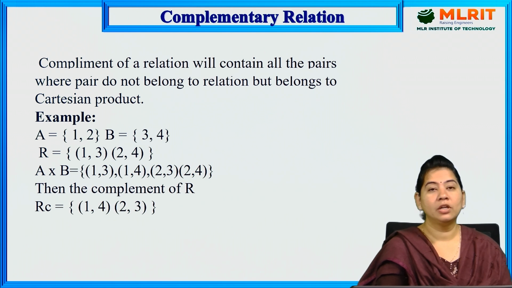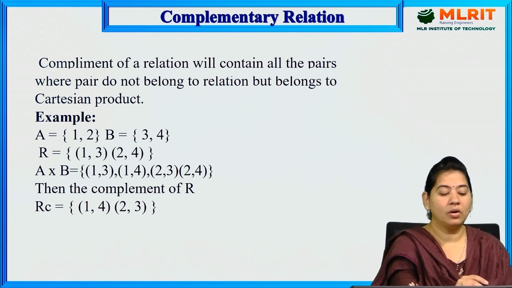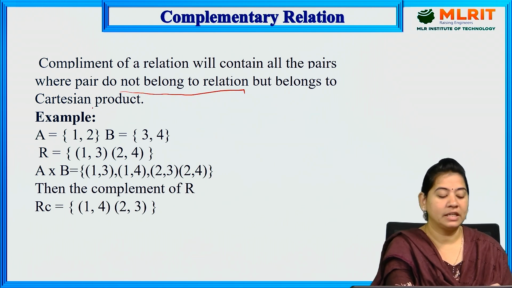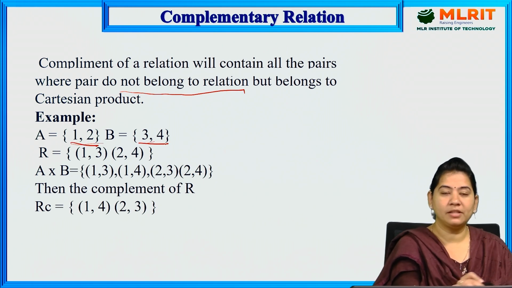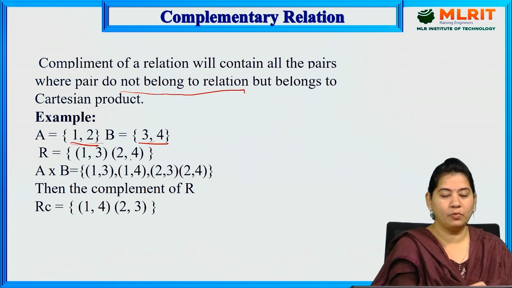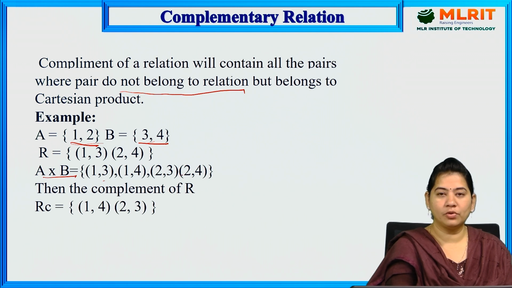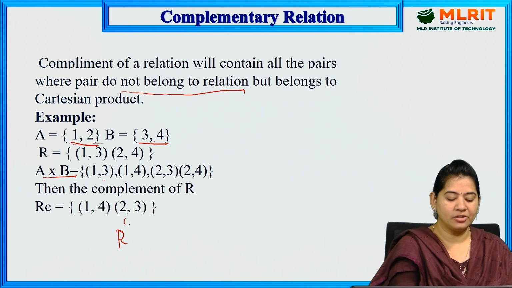Next we have the complementary relation. The complement of a relation contains all the pairs that do not belong to the relation but belong to the Cartesian product. For example, set A is equal to {1, 2}, B is equal to {3, 4}, and R is equal to {(1,3), (2,4)}. A cross B is equal to {(1,3), (1,4), (2,3), (2,4)}. The complement of the relation, denoted R^C, is equal to {(1,4), (2,3)}.